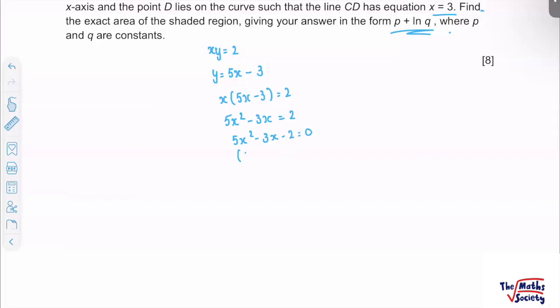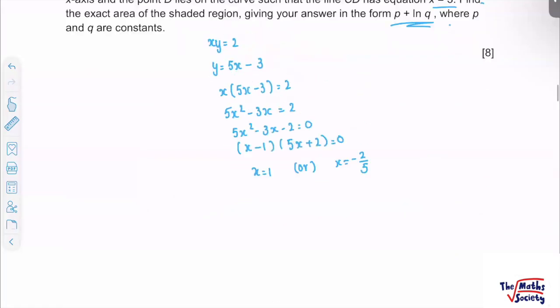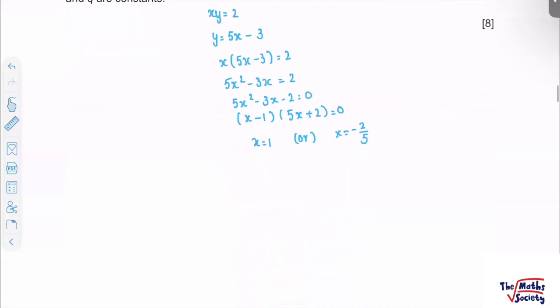So you're going to just do the cross method. You get (x minus 1)(5x plus 2) equals 0. You'll get x equals 1 or x equals minus 2 by 5. And because this is for a, we know that all of it is in a positive range, so we're going to reject this.